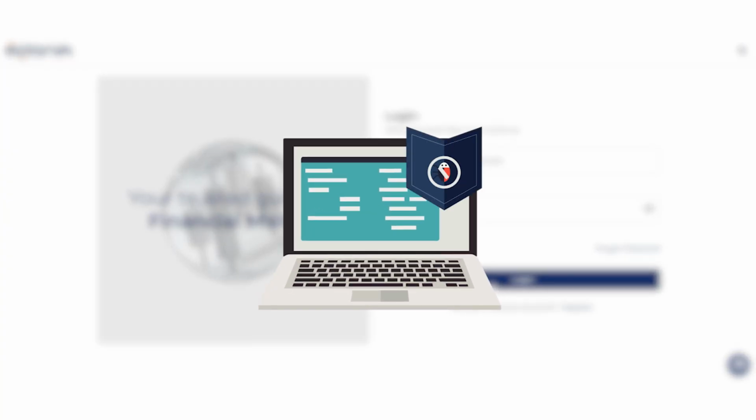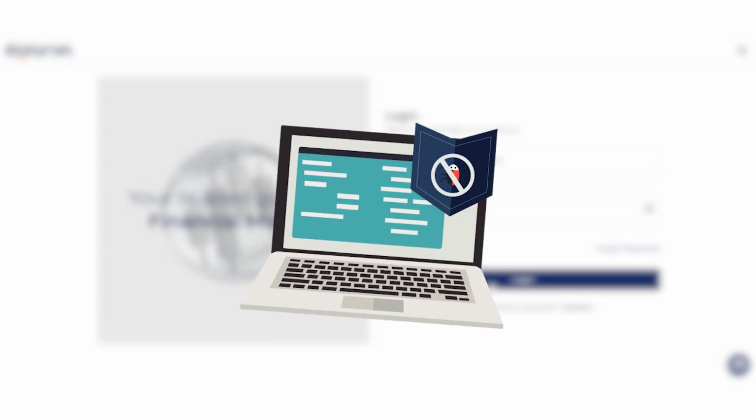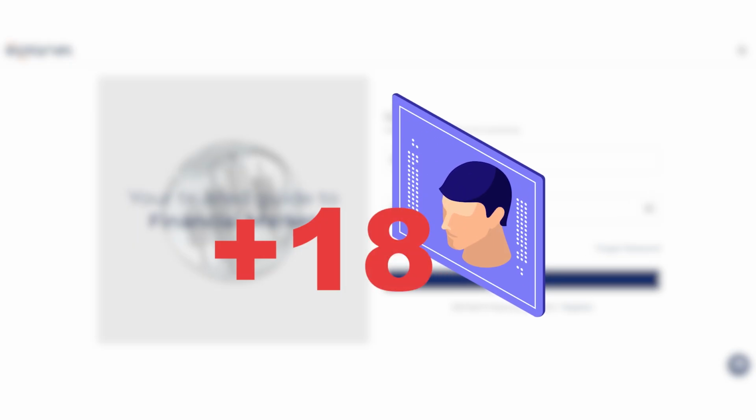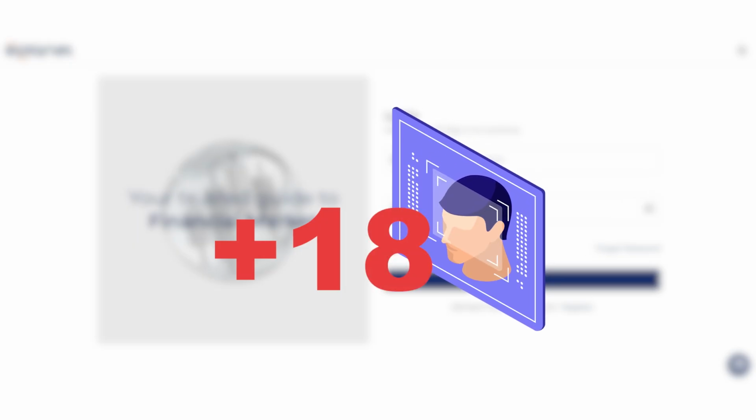Make sure your VPN is turned off. Have your original identification document ready. The minimum eligible age for identity verification is 18 years old.